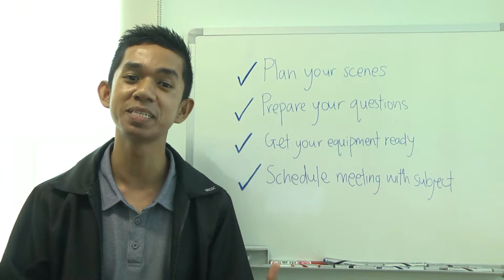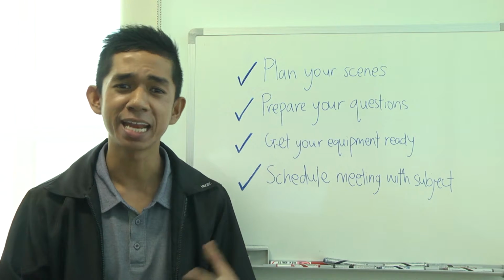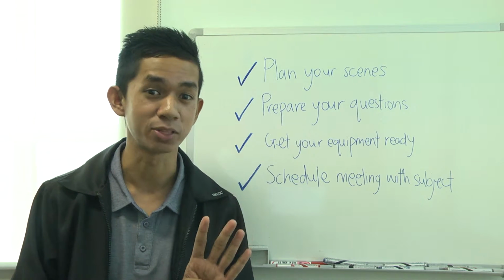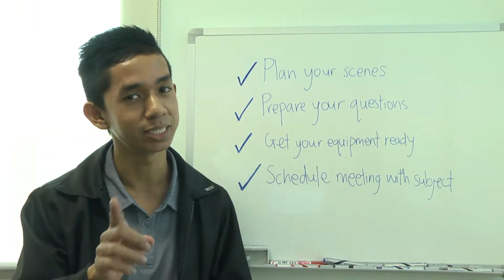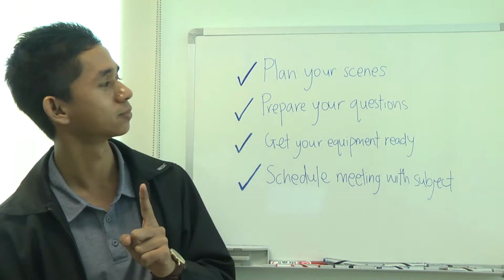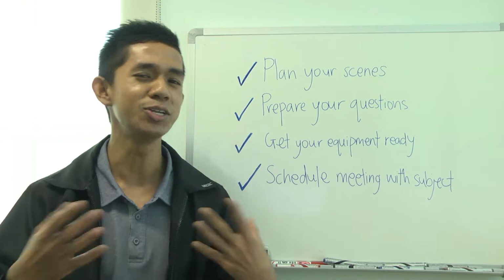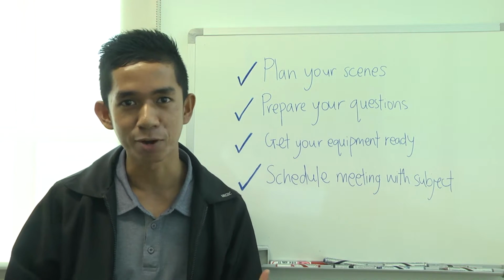Alright, so first off, we will start with the planning stage. So the planning stage actually involves four very important phases. So these are the things that you need to take note of. So number one, plan your scenes. You're gonna need to know where you want to shoot and what kind of camera angles you want to work with.